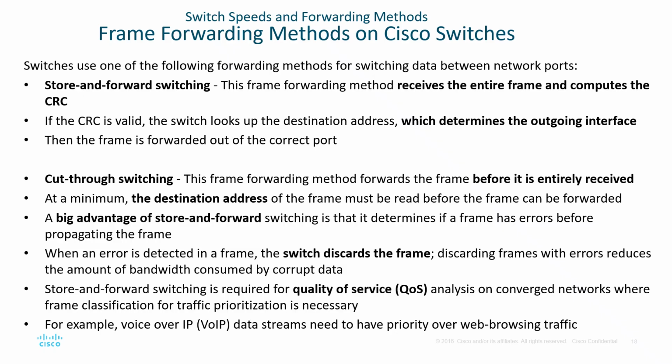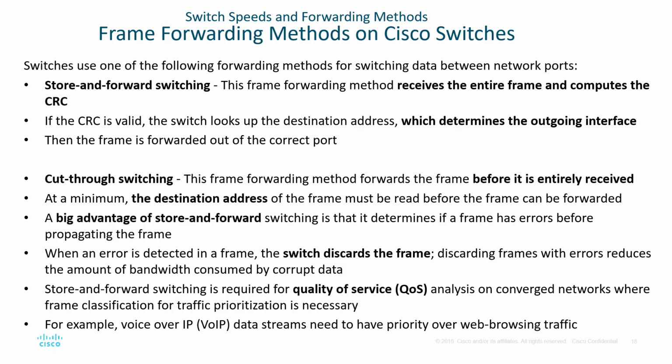A big advantage of store and forward switching is that it determines if a frame has errors before propagating the frame. So if I do that error check before I push my frame out, I know the frame is good. With cut-through switching, you could have some errors because there is no checking. When an error is detected in a frame, the switch will discard that frame. Discarding frames with errors reduces the amount of bandwidth consumed by corrupt data.